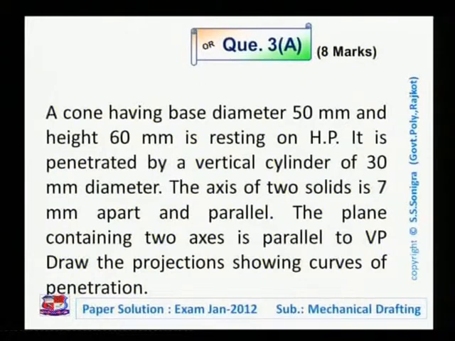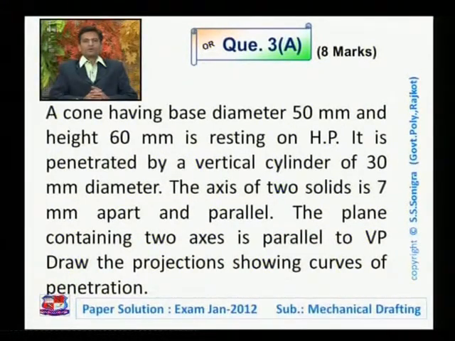Question number 3A, asked for 8 marks. A cone having base diameter 50 mm and height 60 mm is resting on the horizontal plane. It is penetrated by a vertical cylinder of 30 mm diameter. The axis of the two solids is 7 mm apart. Here two solids are given to us, and the distance between both solids' axes is 7 mm and parallel. The plane containing the two axes is parallel to the vertical plane. Draw the projections showing curves of intersection.